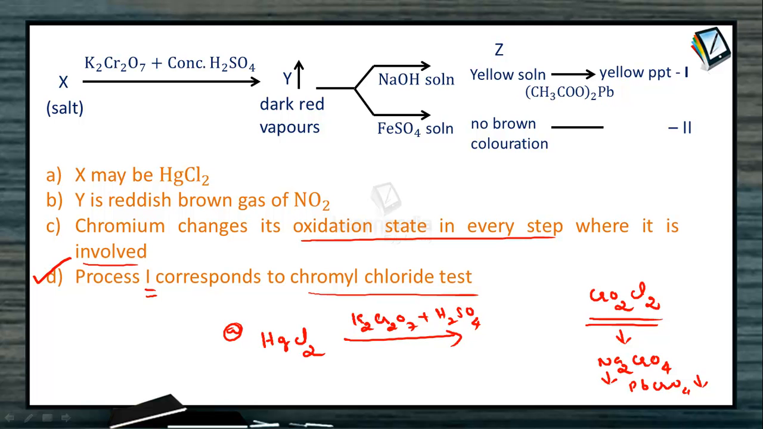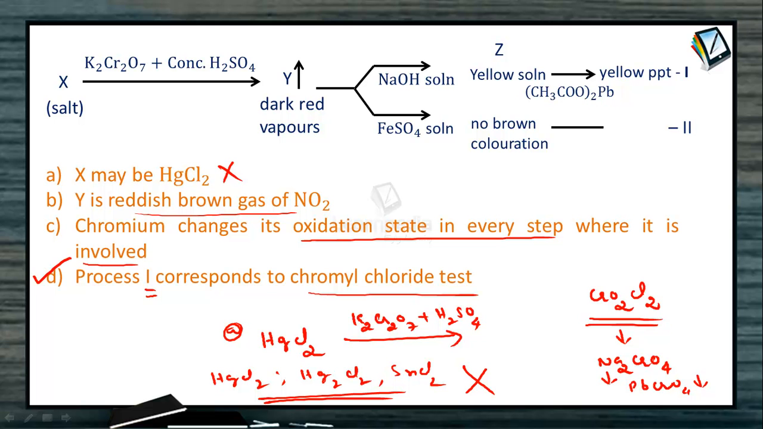But X is also a chloride. However, the chromyl chloride test for mercuric chloride, mercurous chloride Hg2Cl2, and SnCl2, which are covalent chlorides, is not feasible. Therefore, X cannot be mercury chloride, as it does not give the sequence of reactions involved in process 1. Therefore, option A is wrong.